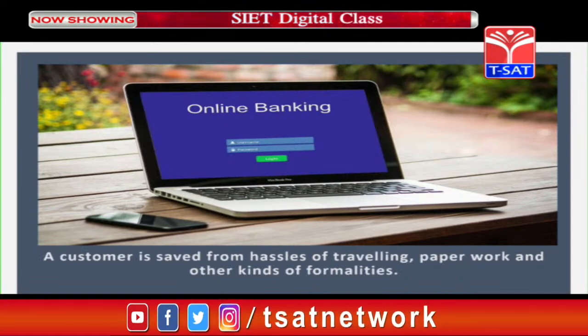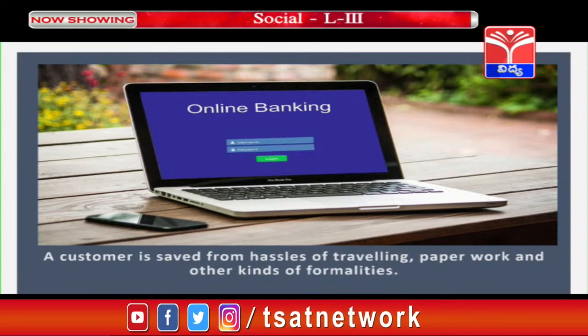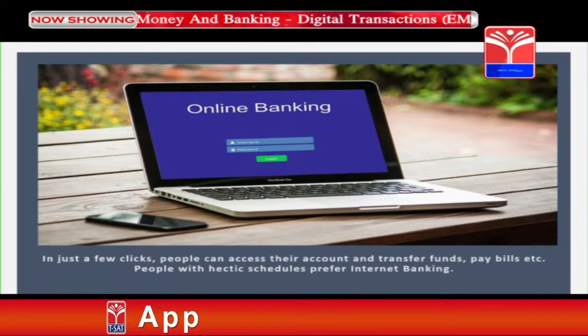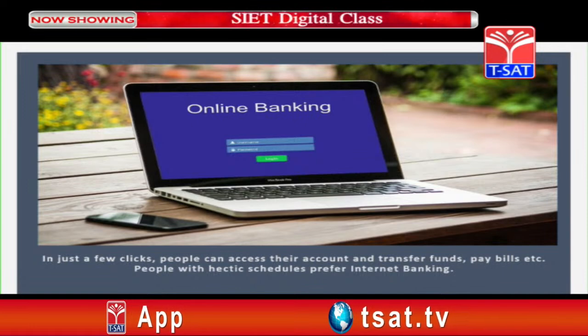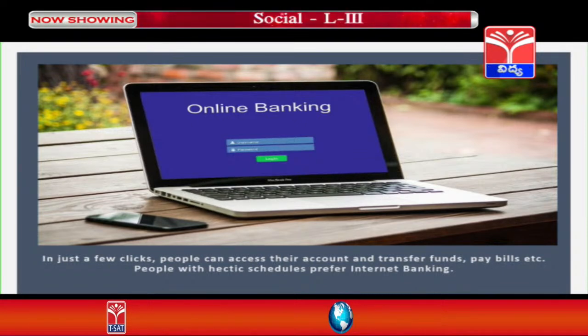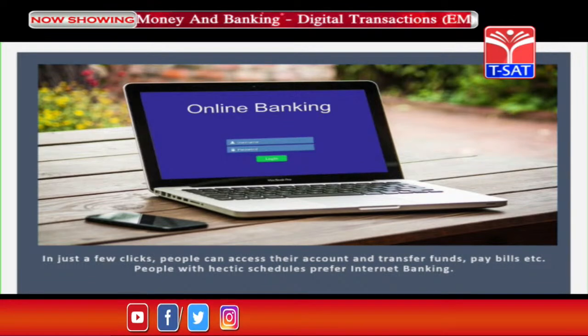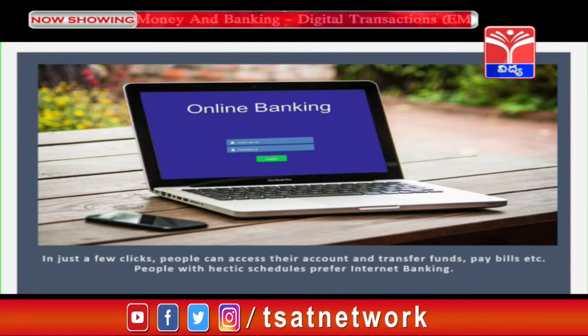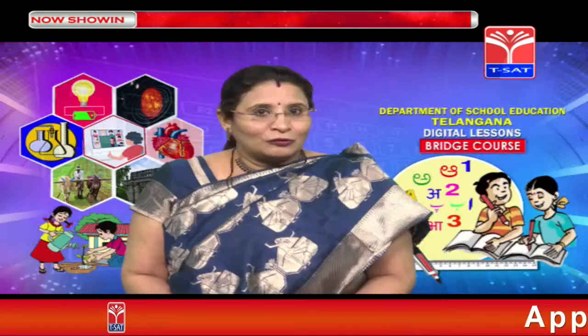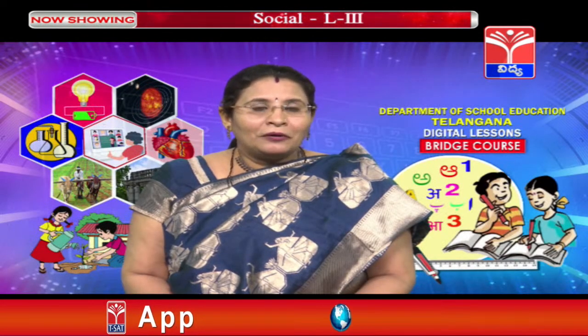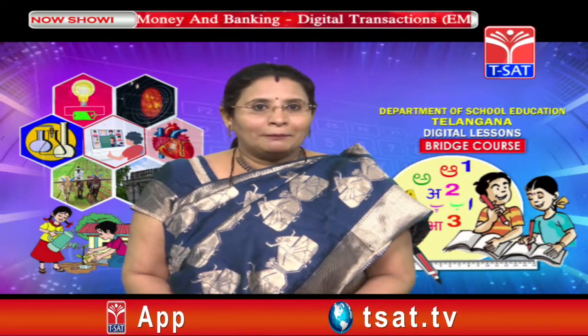And a customer is saved from the hassles of traveling, paperwork and other formalities. In just a few clicks, people can access their account, transfer funds, pay bills, etc. People with hectic schedules prefer internet banking. But along with the advantages of internet banking, children, there are some disadvantages also. So now let me tell you about the dangers of online banking.